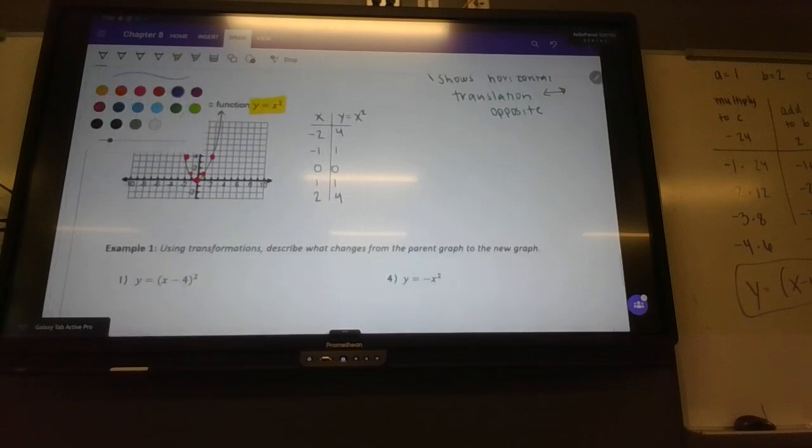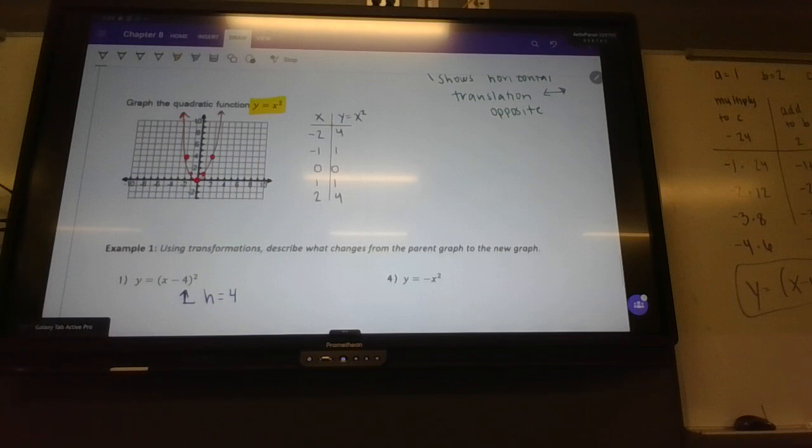Okay, so in this case, I would say h equals 4. And the reason I said fine, keep your Chromebook open is if you want to put this into Desmos, you may. You may practice that. And this is going to be shifted right 4 units. And then I also want to tell what the vertex is. The vertex is 4, 0.